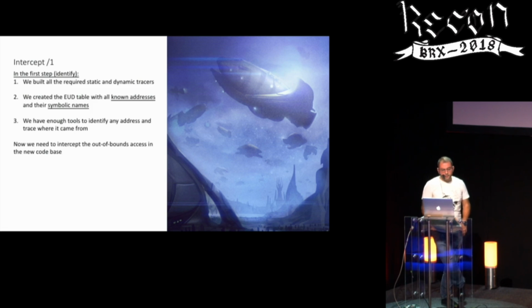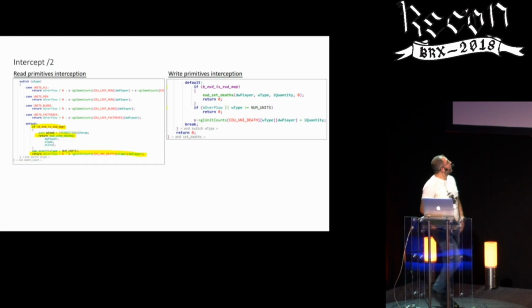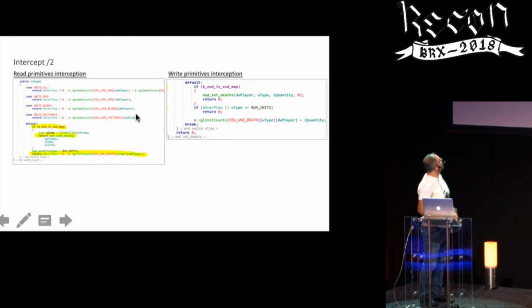So what I did here, I show you the original code where we had an overflow. Now I check if it's an EUD map: do not return 0, instead call the emulator. And in the other condition, the write primitive, if it's an overflow, call my emulator as well. Otherwise, just write to the original array.